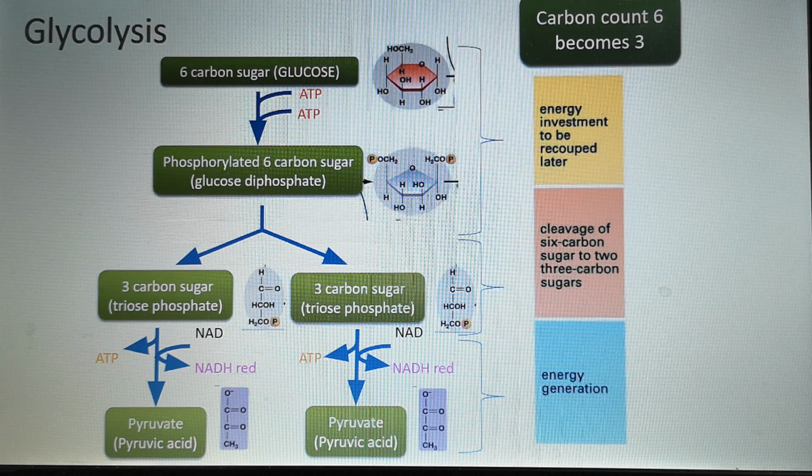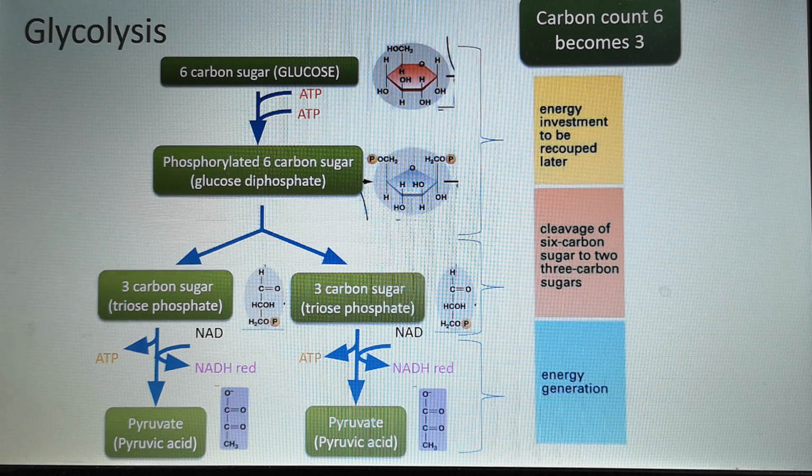Okay. In the final step, in order to produce pyruvate, we need to dehydrogenate. We need to remove hydrogens from the triose phosphate. Okay. And remember, when we dehydrogenate something, it's also oxidation. So these triose phosphate molecules are being dehydrogenated. They're being oxidized.